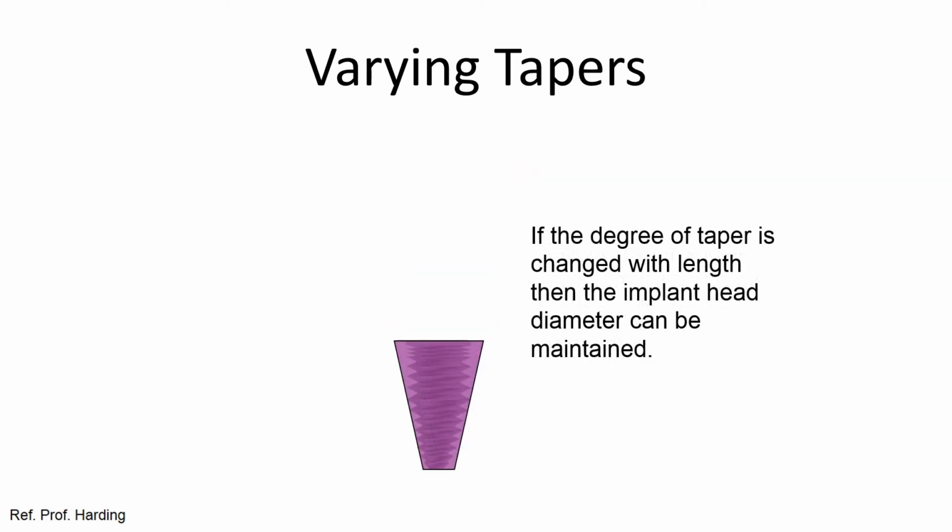Now, one way around this problem is to use varying tapers. So what we have here is, say, a 10mm long implant with a given taper, giving us a diameter of 4mm. Now, as I've said, if we increase the length of that and we keep the taper the same, then we're going to end up with a very large diameter at the end of the day. So the way around this is that we actually vary the taper. So you will find that the taper for a 10mm implant will be slightly different to that of a 12 and slightly different again to that of a 15. So the taper on the implant changes.